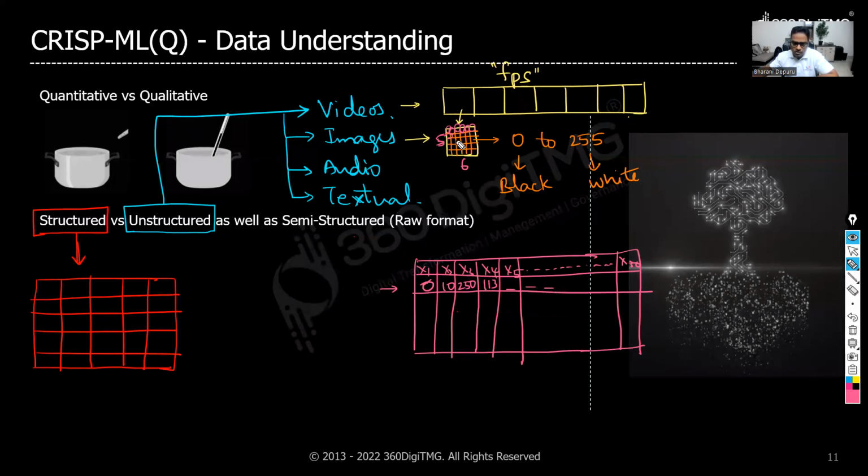Then go to this pixel value, enter there. Go to this pixel value, enter here. So on and so forth. So the moment you break down an image into pixels, you can take the pixel intensity values. And pixel intensity values range from 0 to 255. You take those values and place them in a nice tabular format like this. And then this becomes a structured data set.